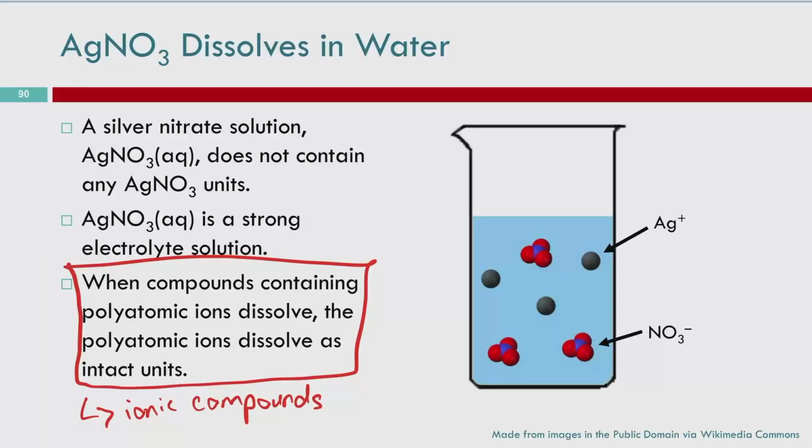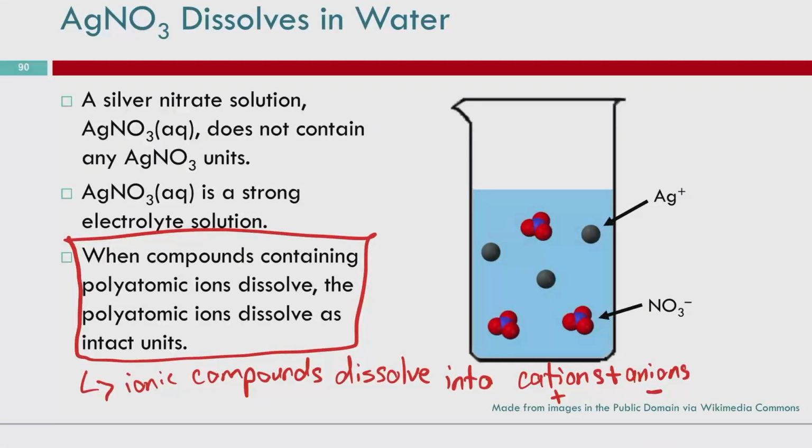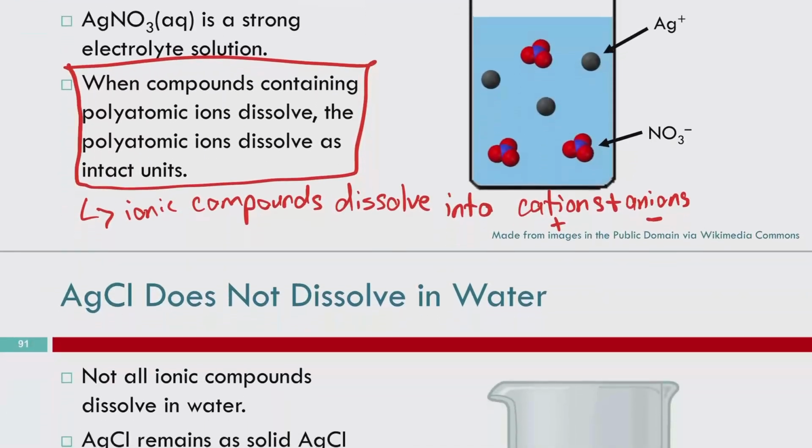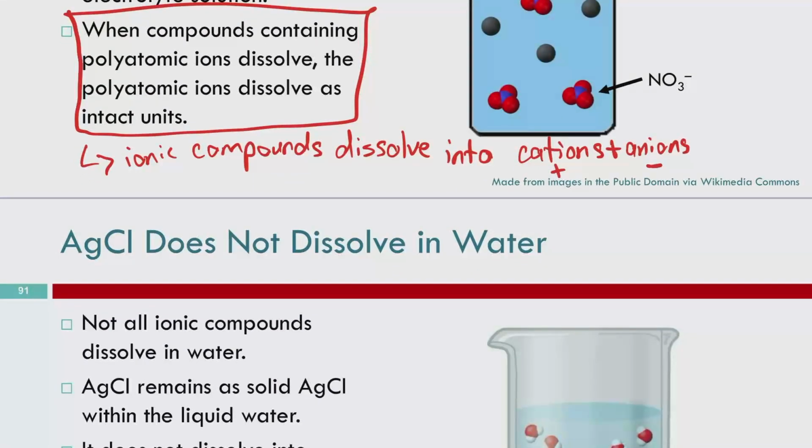So ionic compounds that dissolve into cations and anions are positive and negative charges, ions. Things that don't dissolve, of course, are not going to do that because they don't dissolve. So AgNO3 is something that does dissolve. AgCl, silver chloride, does not dissolve. So not all ionic compounds dissolve in water. We're mentioning it again because it's important.